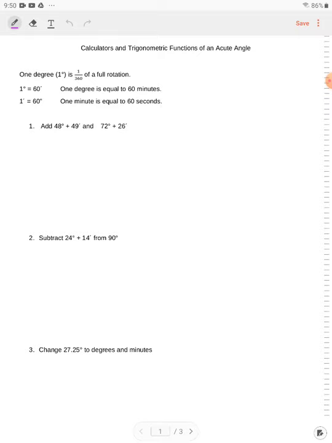If you notice, the single mark is minutes. The next line says 1 minute is 60 seconds. Two marks for seconds. So again, 1 mark means minutes, 2 marks means seconds. So we're going to have 48 degrees plus 49 minutes and 72 degrees plus 26 minutes.